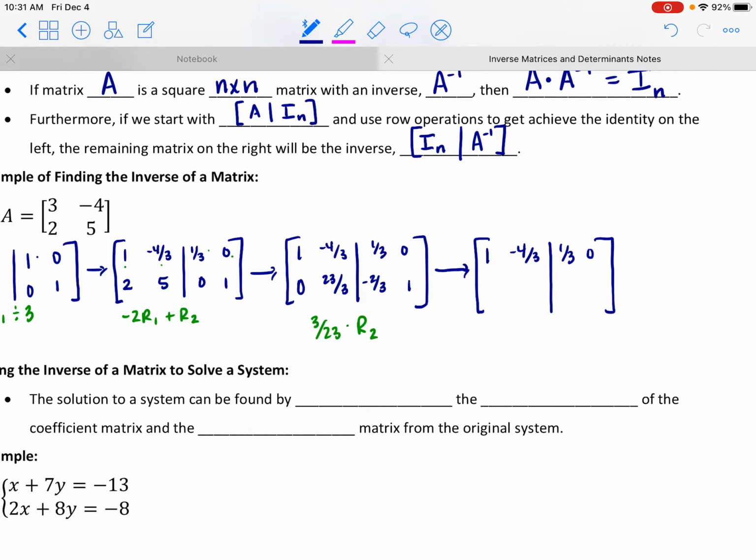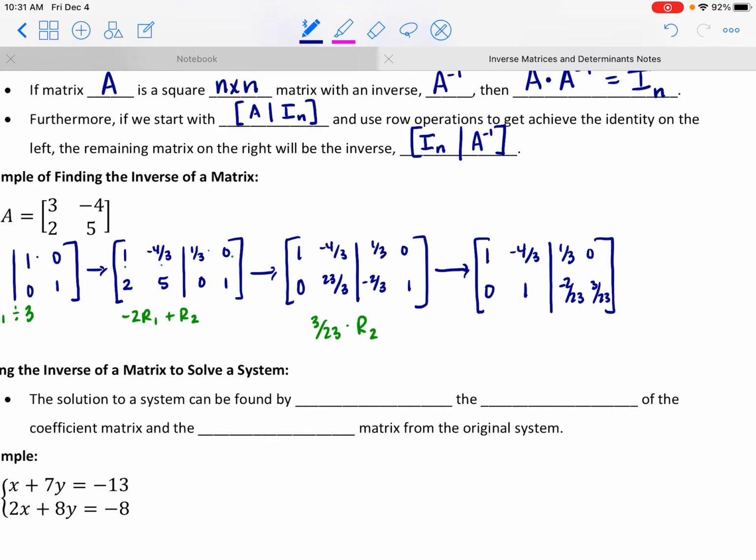And my new row 2 multiplied by 3 over 23, well, 0 times 3 over 23 is still 0. 23 over 3 times 3 over 23 gives me the 1 that I did there. 3 over 23 times negative 2 over 3 is going to make the 3's cancel. That's going to be negative 2 over 23. And then 3 over 23 times 1 is going to be 3 over 23. Okay? So we're almost there.